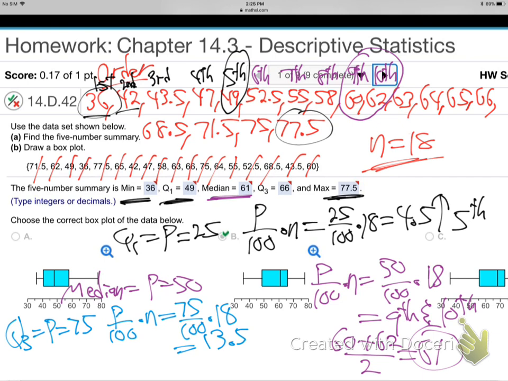Right? And then with the decimal, we round it up. 14th number. What's that? Well, this is 10th, 11th, 12th, 13th, 14th number, 66. There it is. We got the 5-number summary.